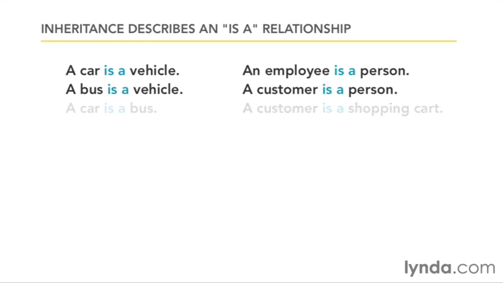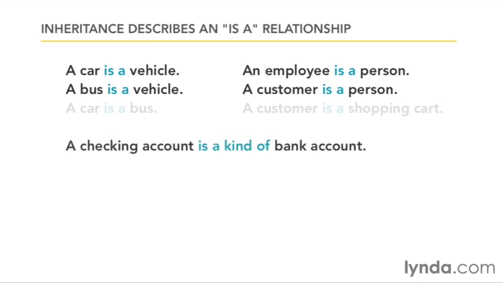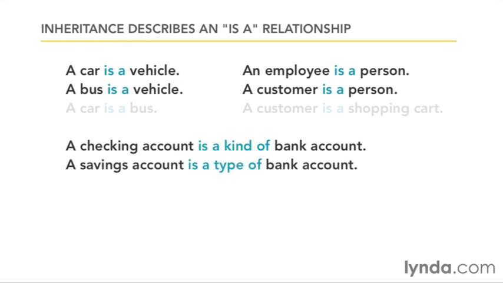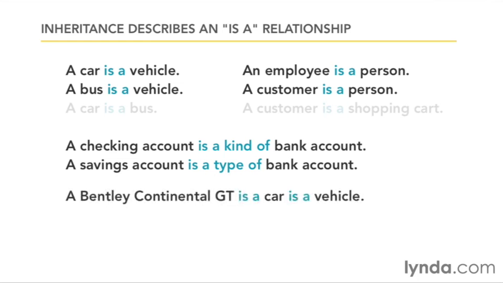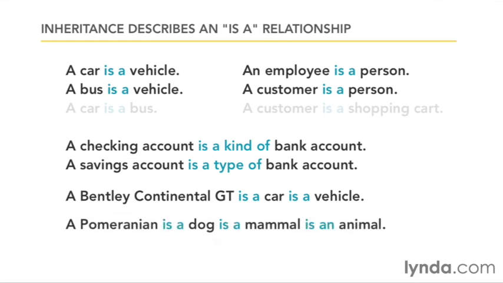Instead of just is a, you could say is a kind of or is a type of, but it's the same thing. So a checking account is a kind of bank account. A savings account is a type of bank account. We naturally understand these ideas. We can talk like that. We know what makes sense and what doesn't. We know that we can have multiple levels of this. A Bentley Continental is a car, which is a vehicle. A Pomeranian is a dog, which is a mammal, which is an animal.